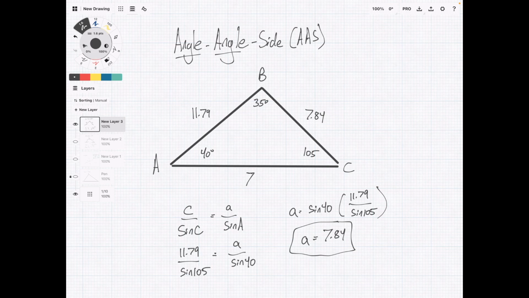That's a brief intro to the law of sines. It's super useful. In the next video, I'm going to show you how you can run into some more tricky cases where the law of sines might not be adequate. Alrighty, thanks.